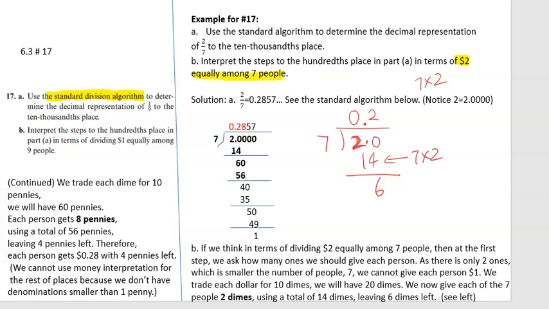If we want to continue to split the dimes, 6 dimes is not enough for 7 people. But we can add another 0, which means pennies, because the place value is 1 penny. So 6 dimes is 60 pennies. Divide by 7, and everybody can get 8 pennies. That's a total of 7 times 8, which is 56 pennies. We had 60, giving out 56 pennies, so we're left with 4 pennies.